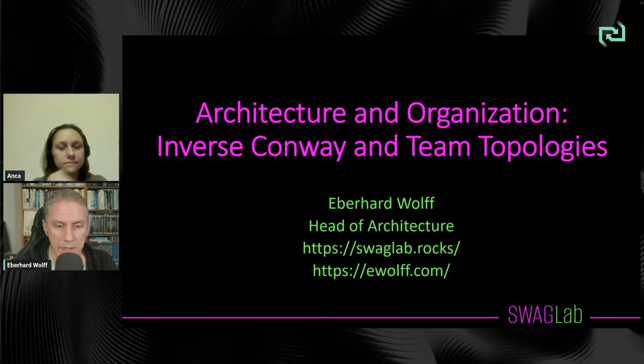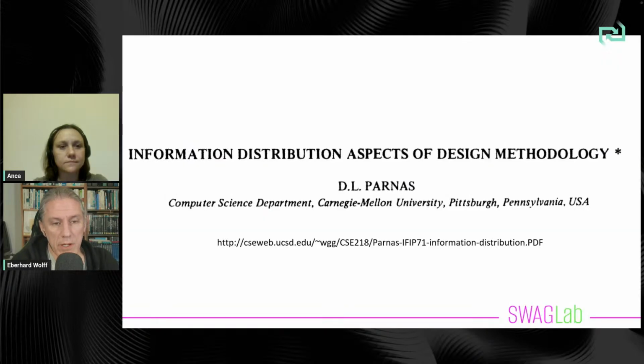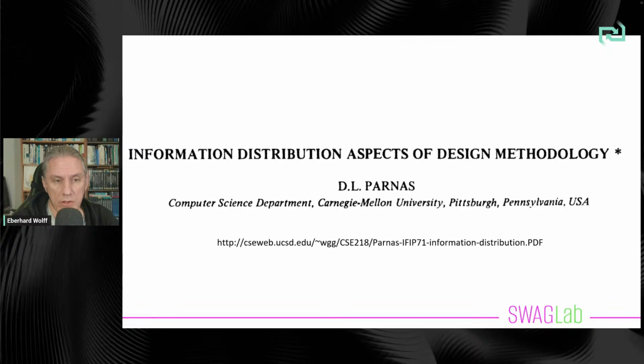So to start off, the fundamental problem of architecture, in my opinion, is to come up with modules. And if you think about that, modules is a term and a concept that is slightly older than I am. It's from the beginning of the 70s, and there is the famous paper by Parnas that talks about the information distribution aspect of design methodologies.